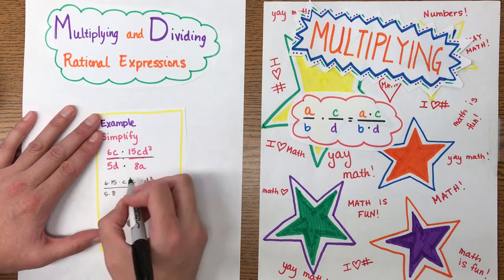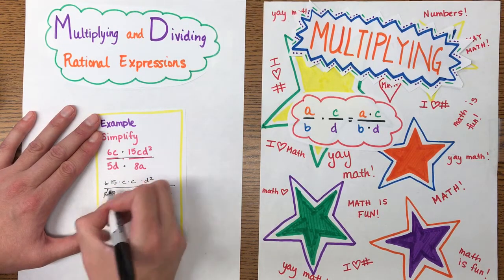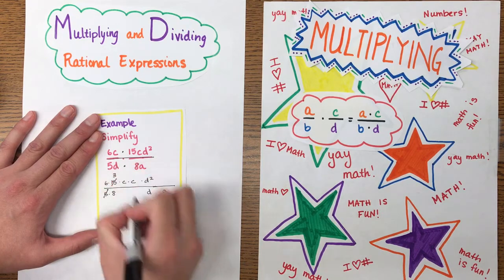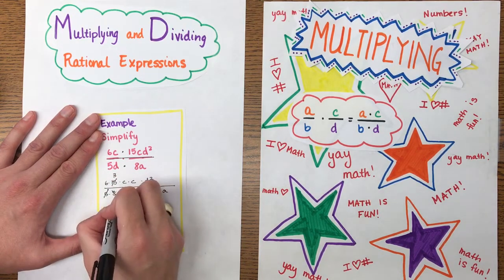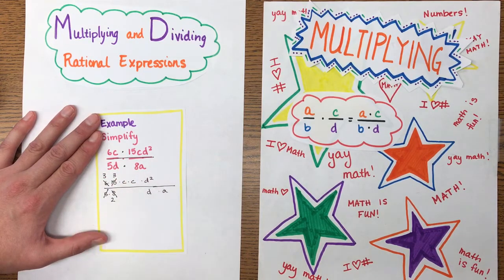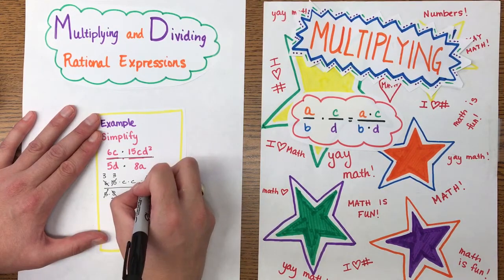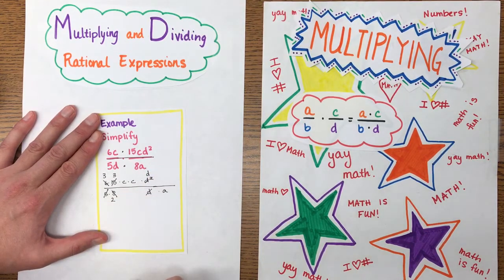So now I'm going to work on simplifying just these numbers. This 5 can cancel with a 5 from the 15, leaving me with a 3. And a 2 from the 8 can cancel with a 2 from the 6, leaving me with a 3 and a 2. This D squared and D will cancel to leave me with the D in the numerator.